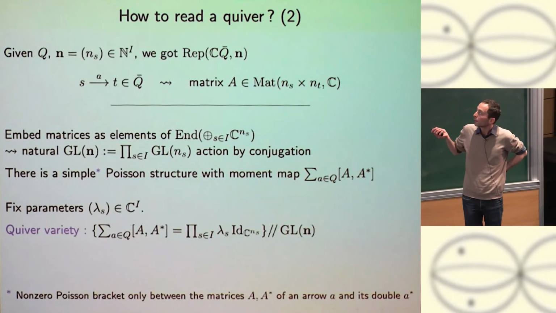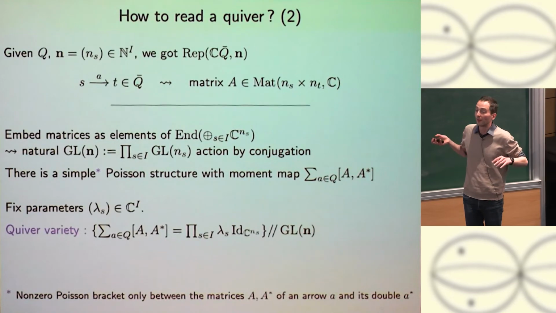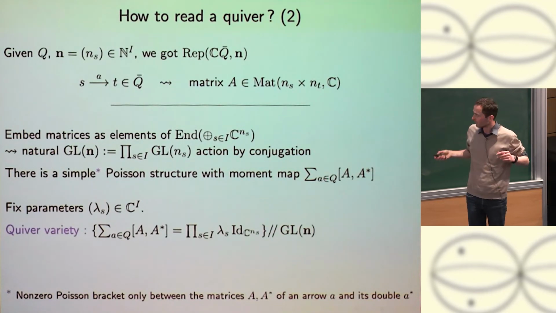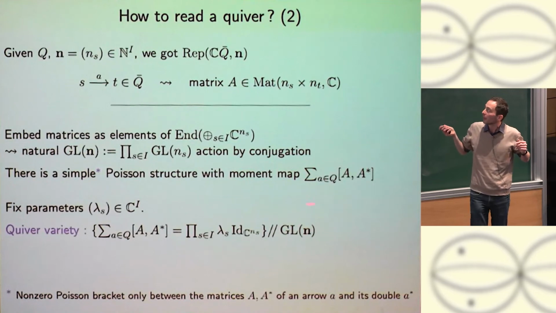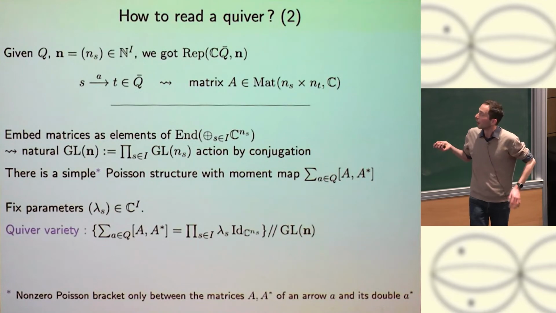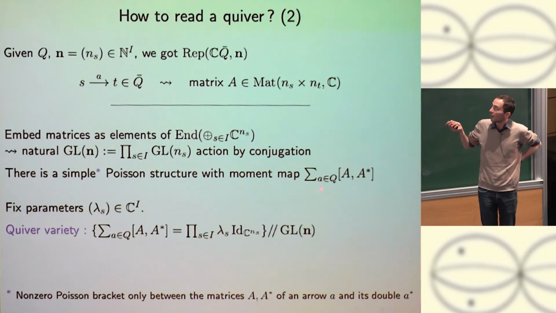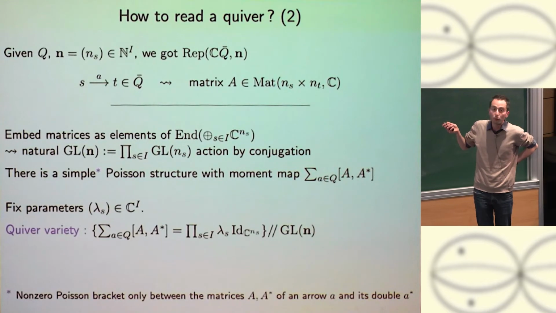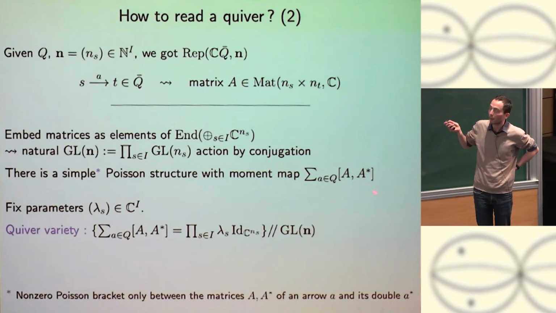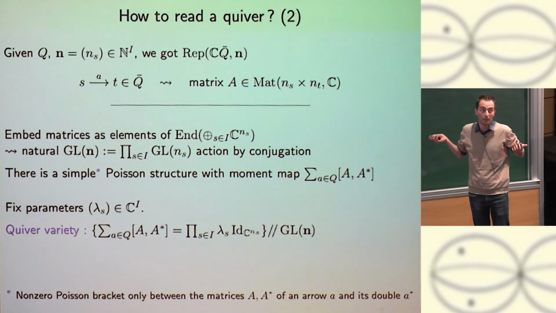Well, the best way to write everything is to think of these matrices as being bigger matrices. You just think of them as being endomorphisms of the vector space that you are fixing by taking the direct sum of all these vector spaces at all the vertices. And then the moment map is really easy. I'm not writing the Poisson structure because it's not a hard one, it's just painful to write. But the moment map is easy because you just take the sum over all the arrows in your original quiver, so before doubling, of the matrix representing that original arrow, commutator with the matrix representing the double. So it's really elementary.